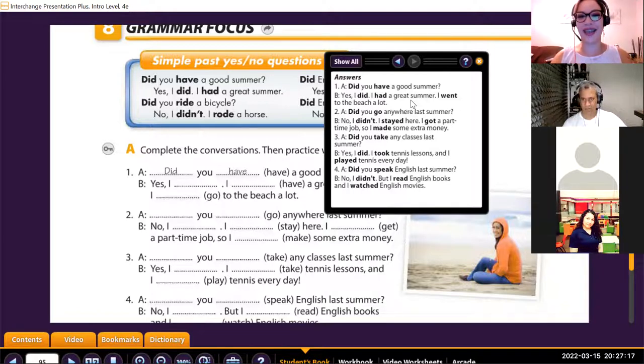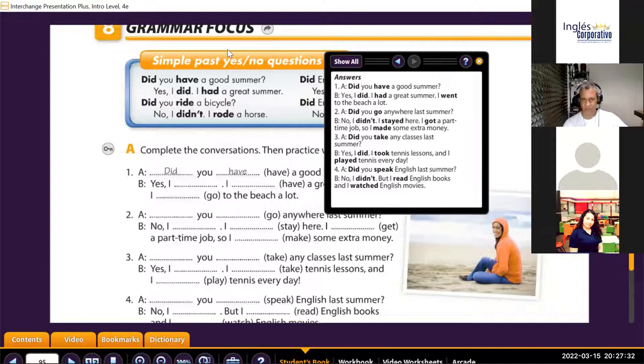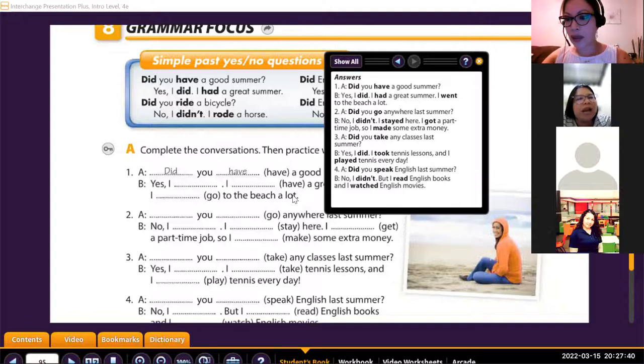Very good. But I read English books and watched English movies. Okay. Remember that no se pronuncian the -ed, so it's I watched. And this one, it's with T, the final sound, and I watched English movies. But it sounds like washed.